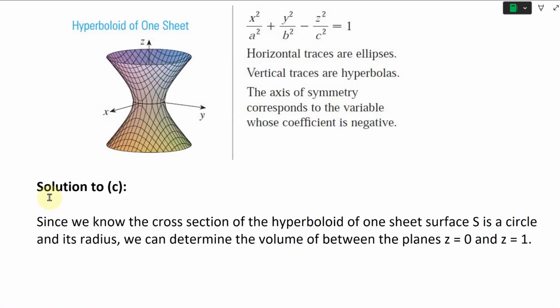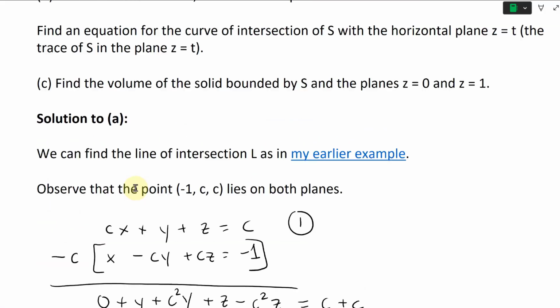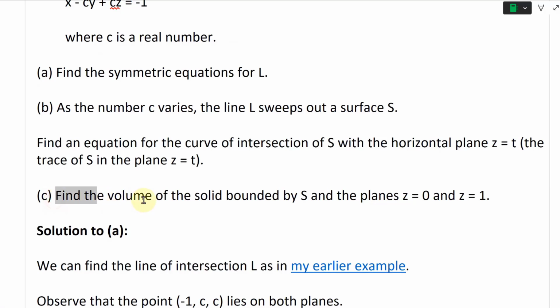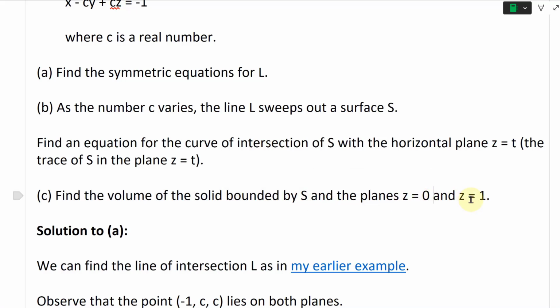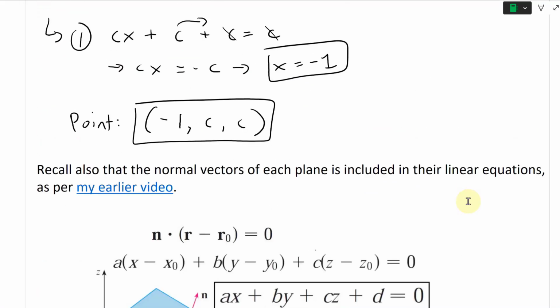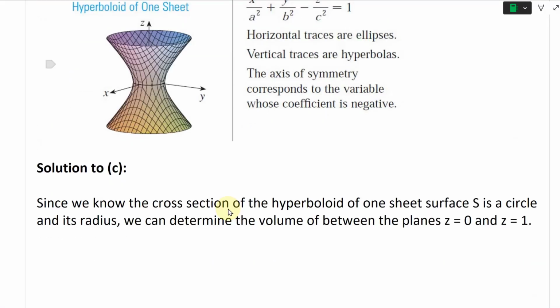All right, so now let's take a look at the solution to part C, and if we scroll back all the way up to part C. Yeah, and so read that out. So part C, we're asked to find the volume of the solid bounded by S and the planes z equals 0 and z equals 1. All right, so let's take a look at the solution here.